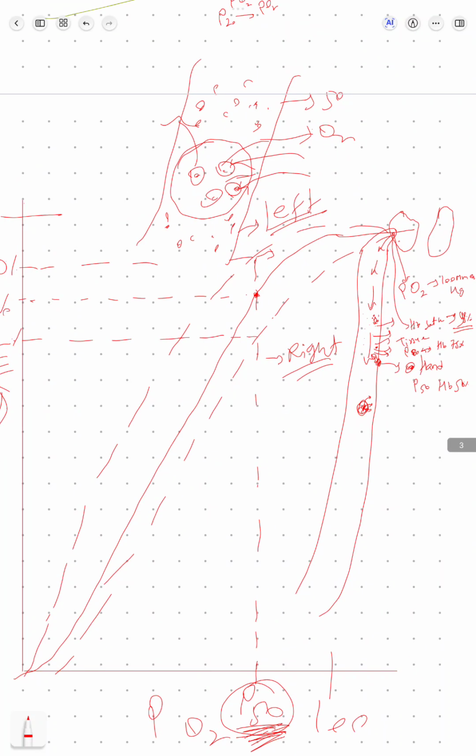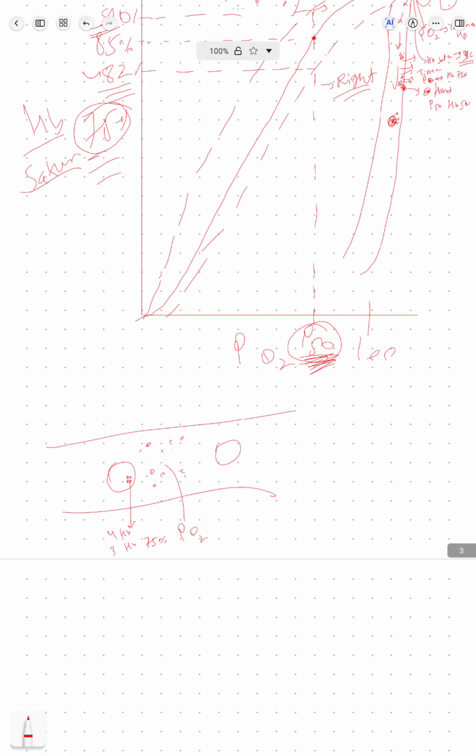So if there is no BPG, it is not in a tense state, meaning it is not willing to give. So low BPG means this hemoglobin is not trying to give out oxygen easily. So BPG is like a pressure, all right, which squeezes this oxygen out of the hemoglobin into the plasma. So I hope I could make you understand.